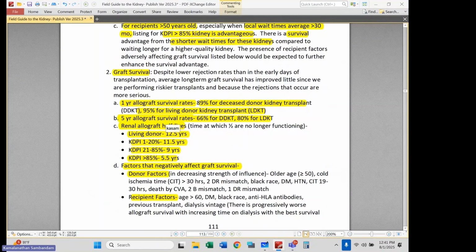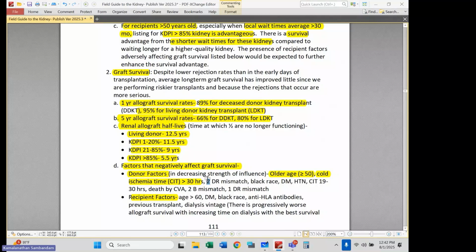Okay, so donor factors: older kidneys, higher cold ischemia time. What's considered high? This also helps you consider when these kidneys get turned down. Once you're getting over 24 hours, people are strongly considering saying the cold ischemia time is too much. But you can accept kidneys even beyond 30 hours, right? If it's a young kidney. That would be pretty unusual, though, once you get over 30 hours.